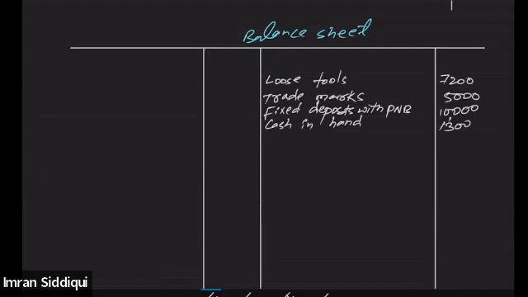Students, we can classify all these items depending upon the category of the asset. Like loose tools comes under the current asset, trademark comes under the fixed asset, fixed deposit comes under the fixed asset, cash in hand comes under the current asset. So all these items which I'm writing in the balance sheet can also be classified into subcategories, subheadings, depending upon the current asset and fixed asset. But what I'm doing is just writing all the items one by one, irrespective of their headings, irrespective of their subheadings. I hope this is clear to all of you.